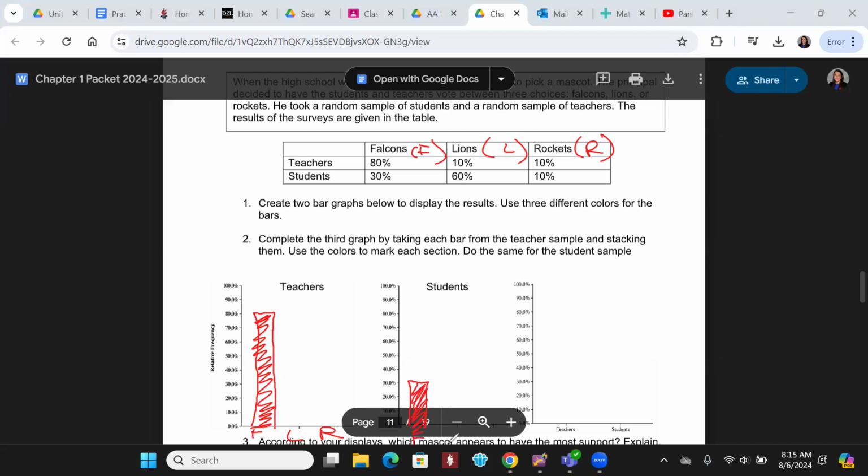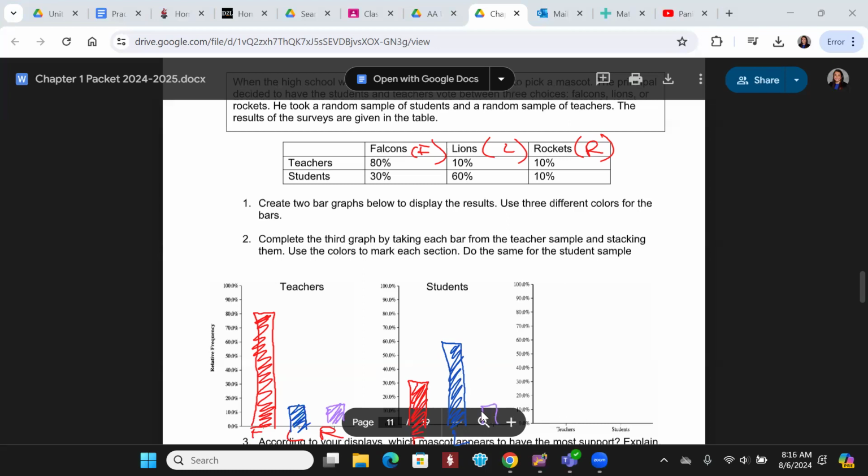Everybody good? Now you're going to pick up your next color, whatever that is. Okay. For the Lions, how many do they have for teachers? 10%. How many do they have for students? 60%. And then you're going to pick up your next color. Let's see. Purple. All right. How many do they have for Rockets for both? 10% for both.